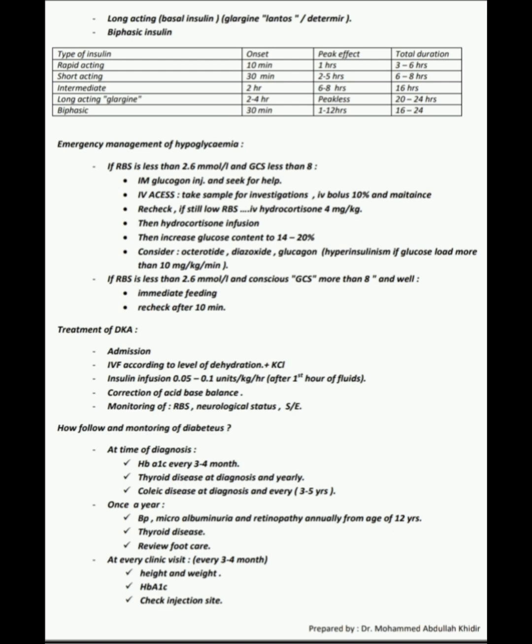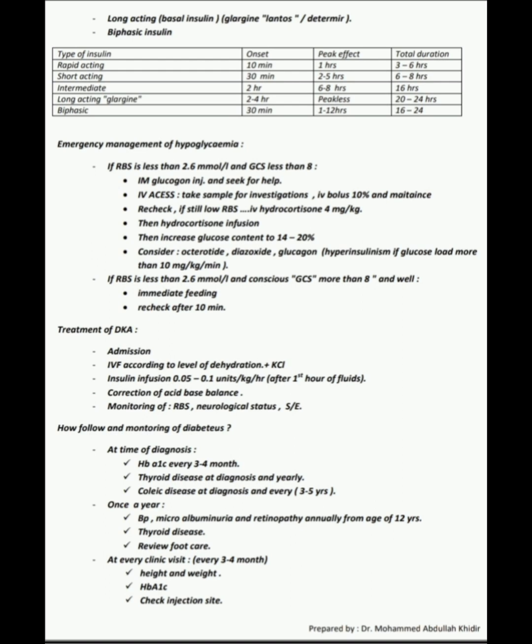Now, treatment of diabetic ketoacidosis. When the patient presents with the clinical features of diabetic ketoacidosis, first we admit the patient. Admission. IV fluid according to level of dehydration plus potassium chloride. So, intravenous fluid we will give. Insulin infusion 0.05 to 0.1 unit per kg per hour after the first hour of fluids. Correction of the acid-base balance. Monitoring of RBS, neurological status and side effects.